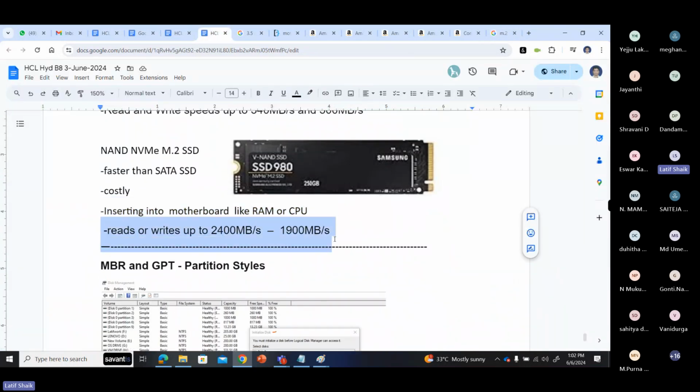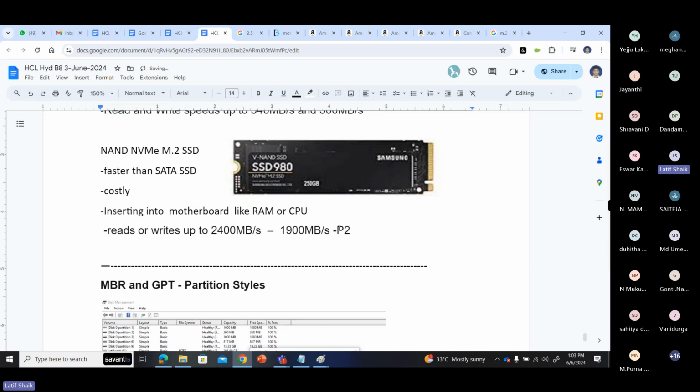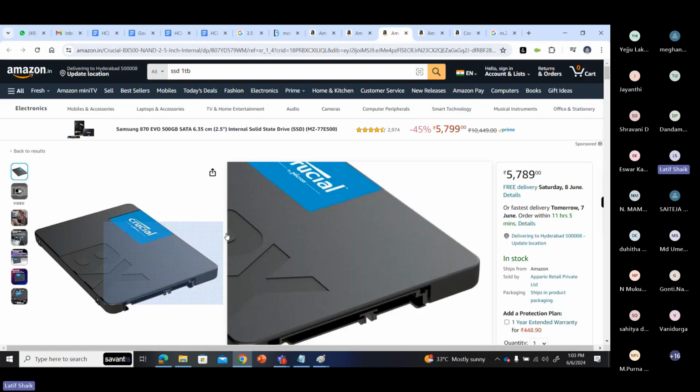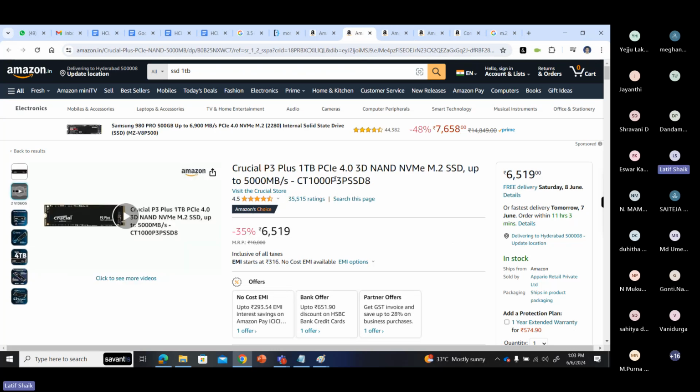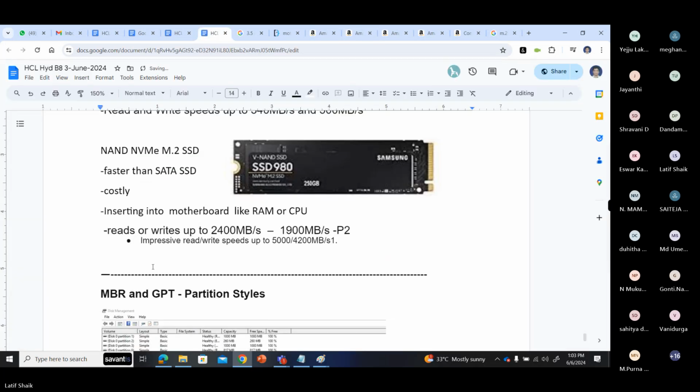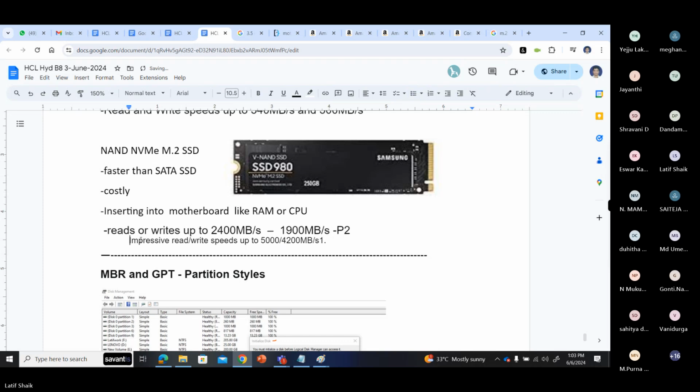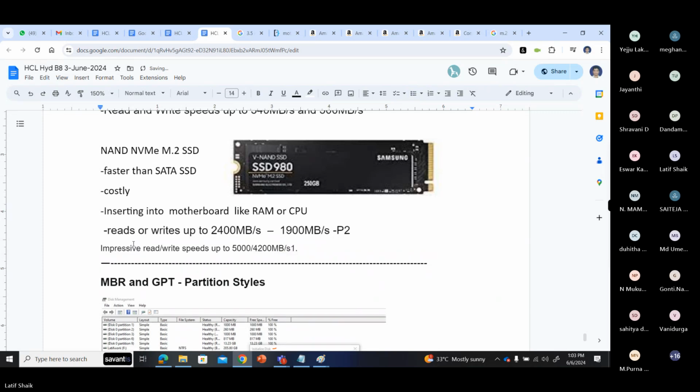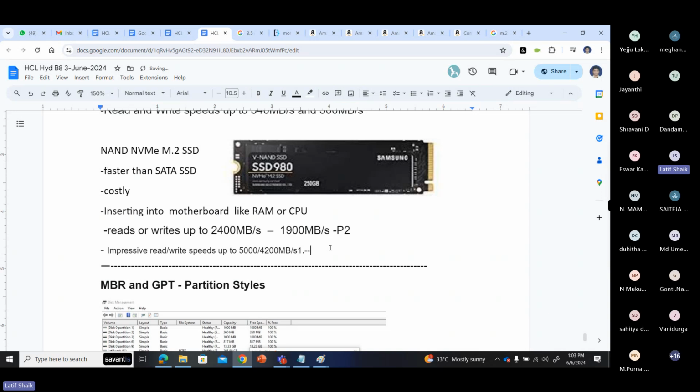The read and write speed I mentioned is a little lower, like a P2 type model. Now P3 type models have come. Sure, this is a P3 model. The P3 models are almost 10 times faster. This is for a P3 model.